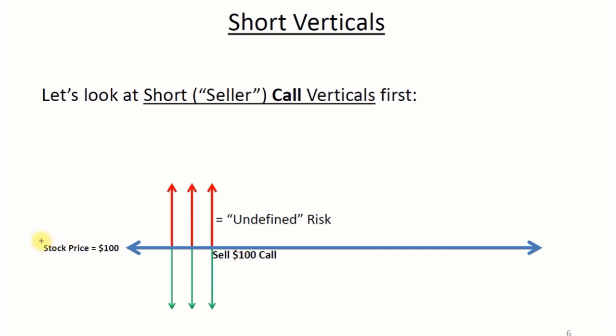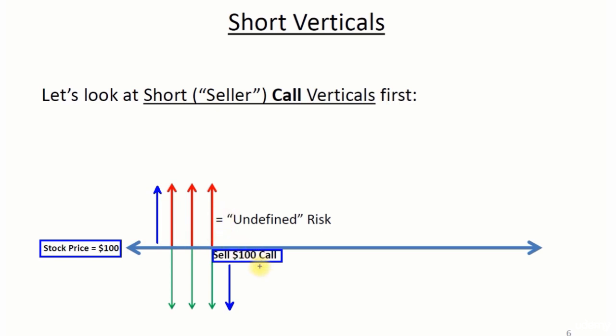So we're going to start over here and just assume the stock price is $100. And in this case, we're going to start with the example of selling the 100 call. Now what does that mean? We sell a call, we want the stock price to go down. So you can see here, the arrows are green because if the stock price goes down from $100, we make money. On the flip side, anything above $100, you see it's red because we lose money, right?